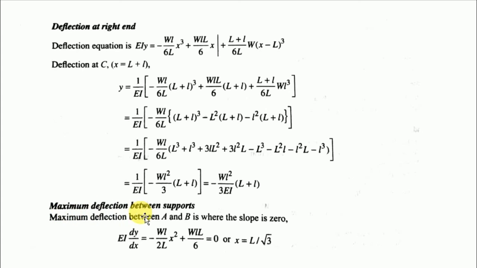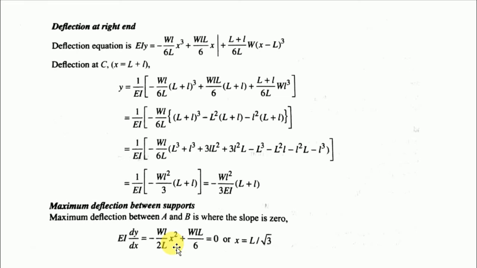Okay, now the maximum deflection between the supports. We already know the maximum deflection occurs between the two supports A and B. So how to find that? To find the maximum deflection, we always differentiate the equation and put it equal to 0. But in this case, we already have the differentiated form of this equation, which is EI dy upon dx, also known as the slope equation, equal to minus WL upon 2L x square plus WL upon 6 is equal to 0. If we put this equation equal to 0, then we can easily find the value of x.